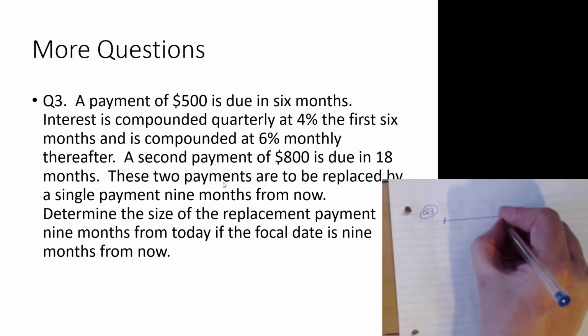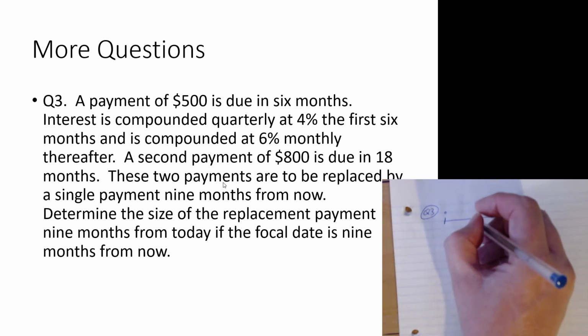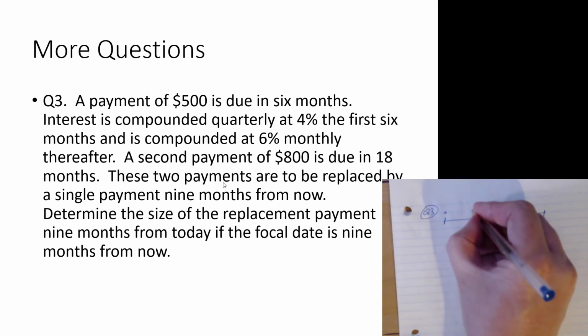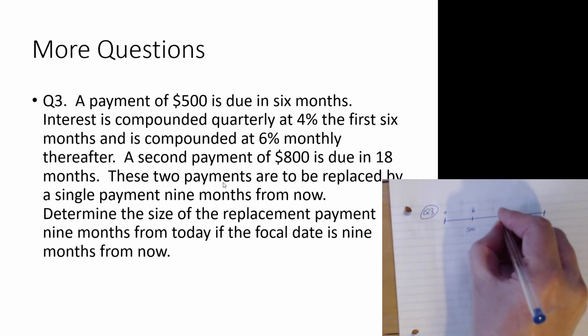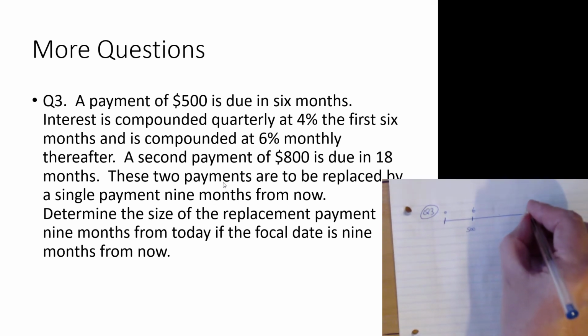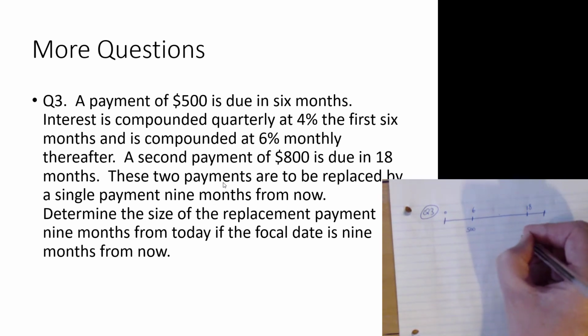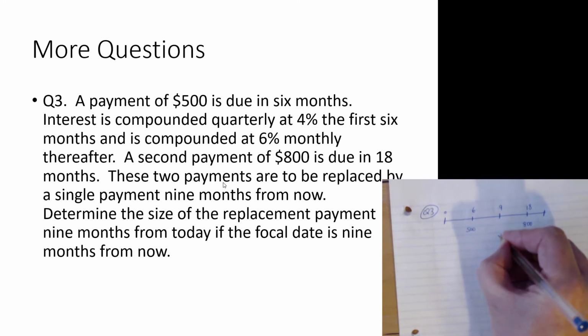So what do we have here? We have 0 being today. 6 months from now, there is a $500 payment that is due. And at 9 months, what happens? Second payment is due in 18 months. Okay, so let's break out 18 months. And that second payment is $800. And those are all to be replaced by a single payment 9 months from now. So 9 months from now, one single payment.